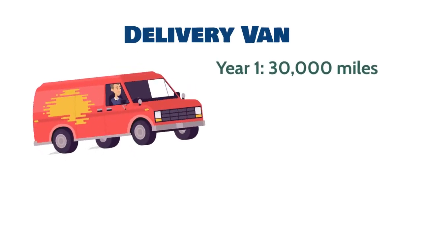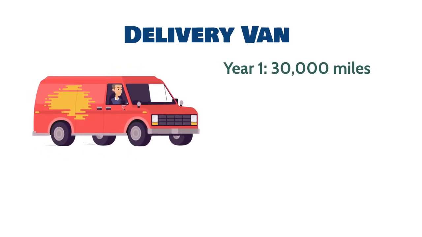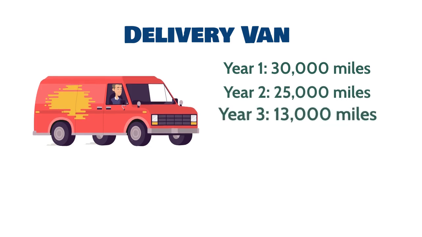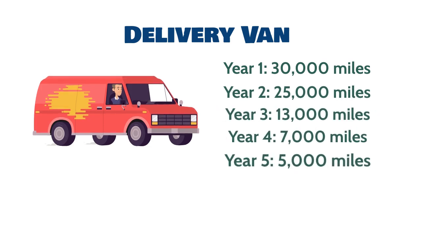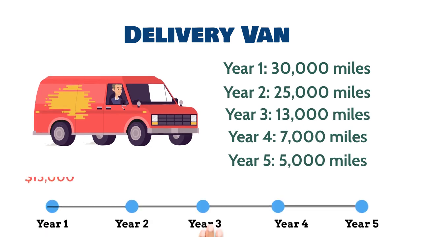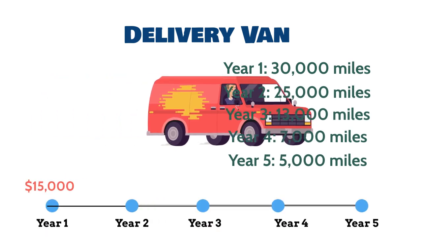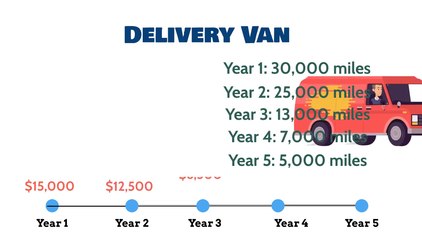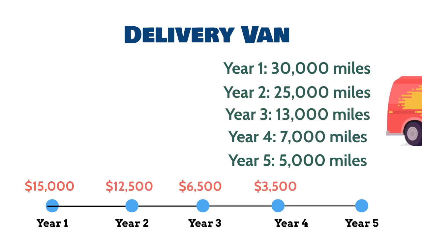Manny continues to use the van to deliver his merchandise, and each year we calculate depreciation based on the miles driven. Year 2 is 25,000 miles, year 3, 13,000, year 4, 7,000, and year 5, 5,000 miles. At 50 cents per mile, that makes depreciation $12,500, $6,500, $3,500, and $2,500.